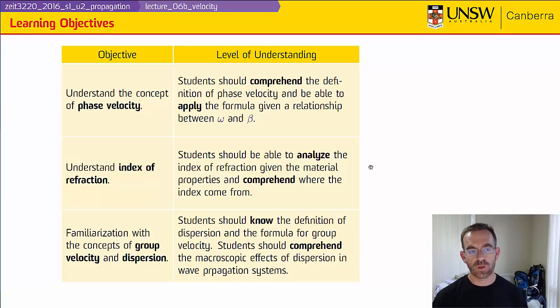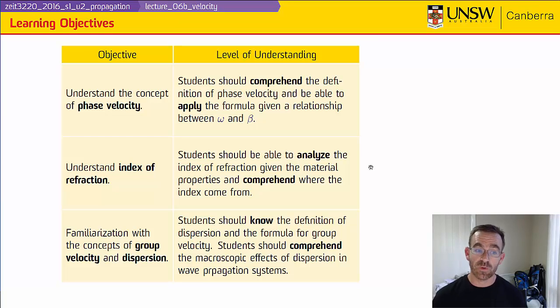There are a couple of concepts that we want to be able to take away from this. The first and most important is understanding the concept of phase velocity. So you need to understand the definition of phase velocity, and you need to be able to apply the formula given that you know how the frequency omega and the wave number beta are related to each other.